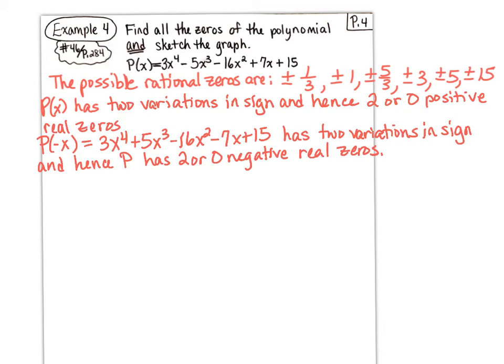So, since we have a degree 4 polynomial, what can we say? There will be 2 positive and 2 negative real zeros. That's what we can conclude from this. Okay? Now we have to choose a number and find a 0. That's what we have to do. I'm going to try 1.